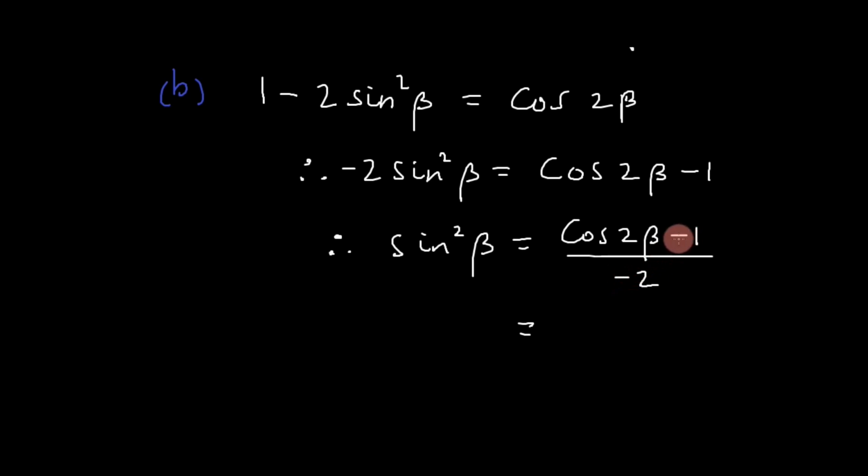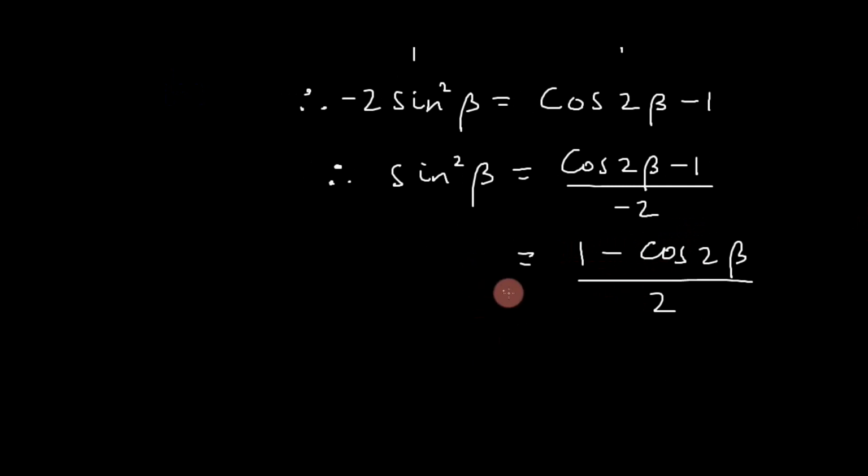So plus 1 minus cos 2 beta. So basically 1 minus cos 2 beta over 2. So we basically divided the negative into the numerator and then just switched around the terms. Then finally, we're going to take the square root again on the right-hand side. So it's going to be plus or minus the square root of the right-hand side.